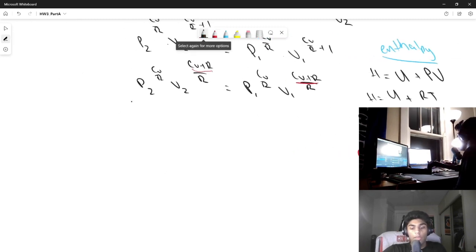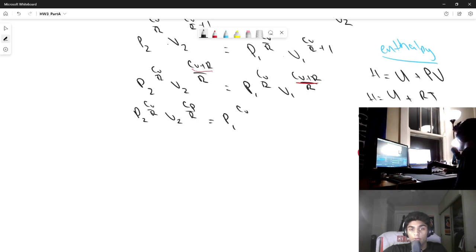So now what we have is P2 to the Cv over R times V2 to the Cp over R. We'll do the same thing on the other side: P1 to the Cv over R, V1 to the Cp over R. And that's where this law of enthalpy comes into play.